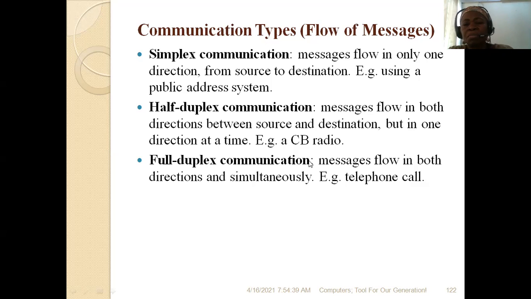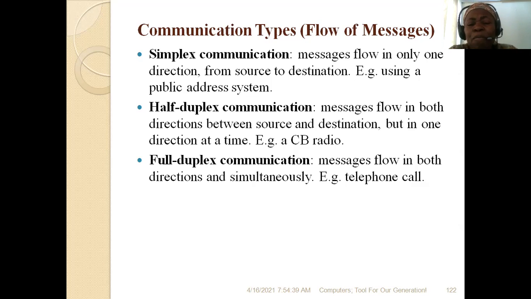Okay. It's how messages flow from one source to a destination. So there are three basic types of communication, three basic ways messages flow from a source to destination. The first is simplex communication. Then we have the half duplex communication, and then we have the full duplex communication.